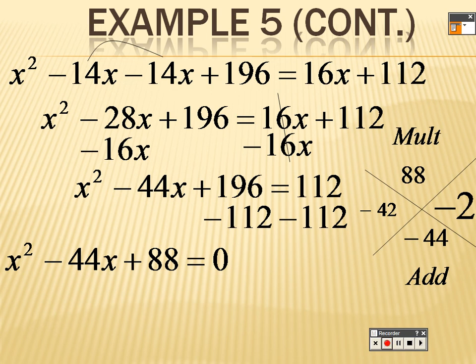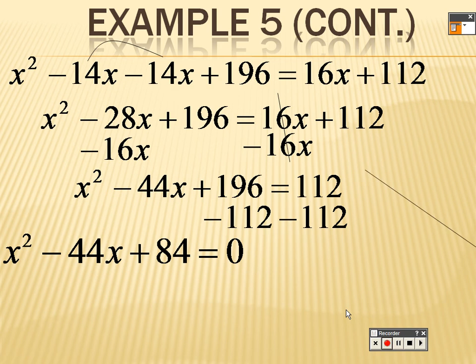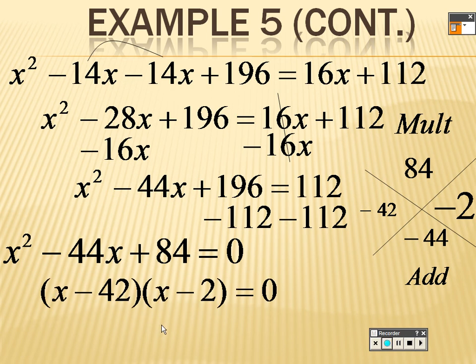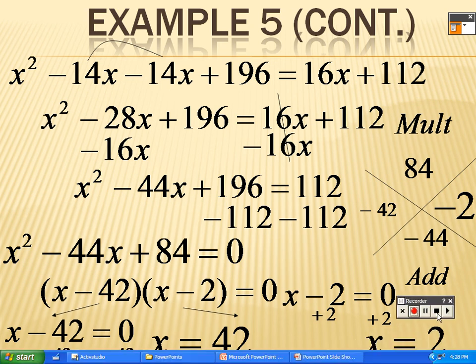No, hold on 1 second. It's not going to work. Okay, that was the problem. The problem was that it was actually 84, not 88. So now what works, it's negative 42 and negative 2. So it's x minus 42 and x minus 2. So when you separate each of those to set them equal to 0, you add 42 to both sides, you get x equals 42. You add 2 to both sides there, and you get x equals 2 as your answer. And we'll try to finish this up when we come back.